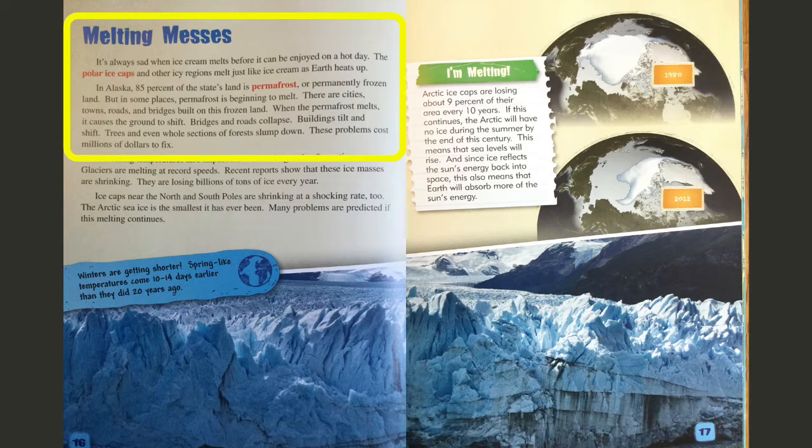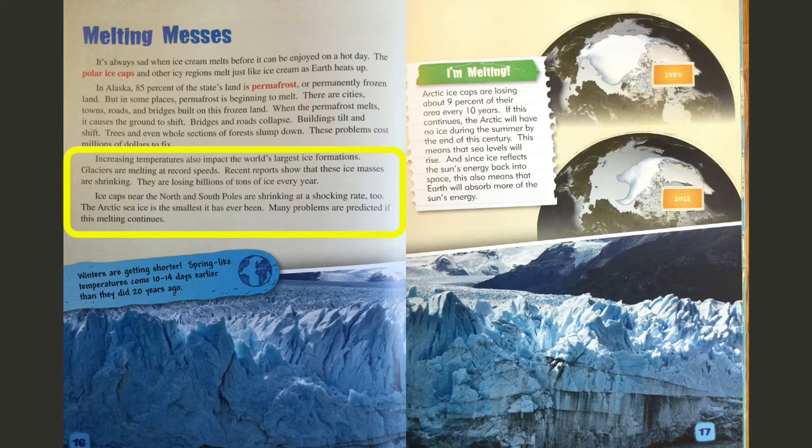When the permafrost melts, it causes the ground to shift. Bridges and roads collapse. Buildings tilt and shift. Trees and even whole sections of forest slump down. These problems cost millions of dollars to fix. Increasing temperatures also impact the world's largest ice formations. Glaciers are melting at record speeds. Recent reports show that these ice masses are shrinking. They are losing billions of tons of ice every year.